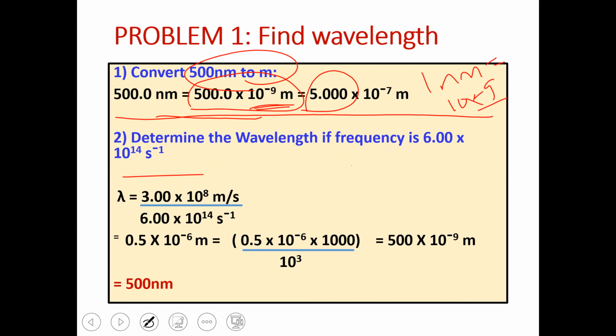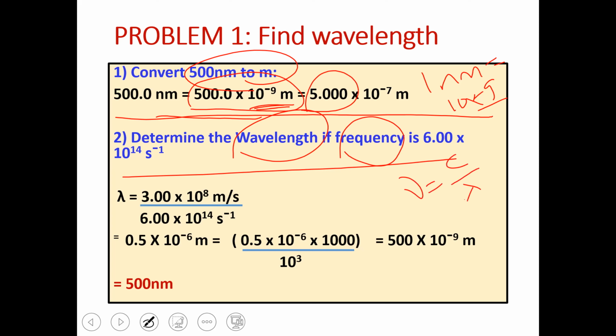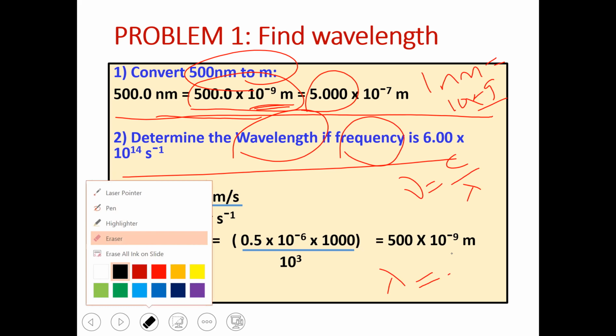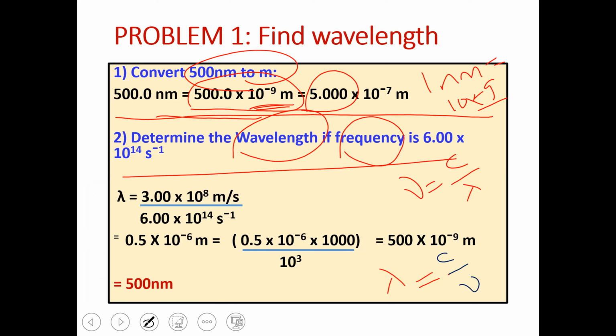And in the next question, you have to calculate the wavelength, but the parameter given to you is frequency. To address this question, you should know the relationship between wavelength and frequency. You all know that frequency is equal to C by lambda, or lambda is equal to C by nu. You have to know this formula, and since wavelength is asked, you have to rearrange the formula so that you get the expression for wavelength.